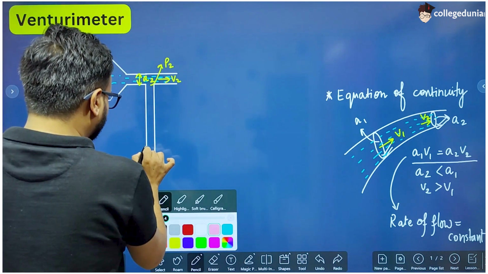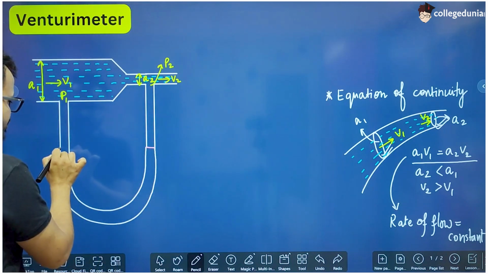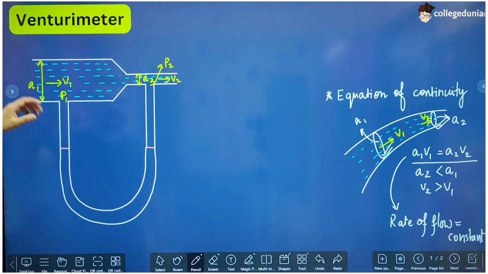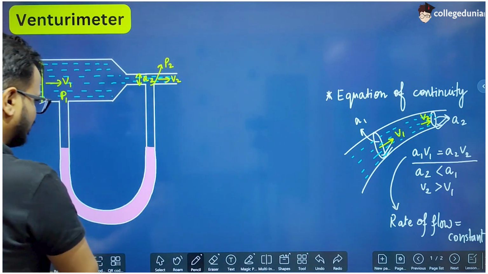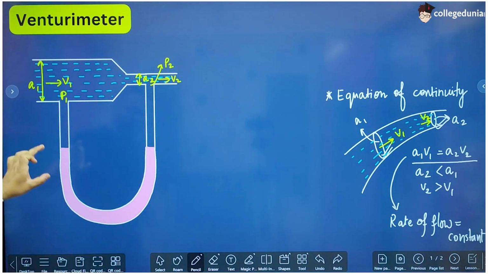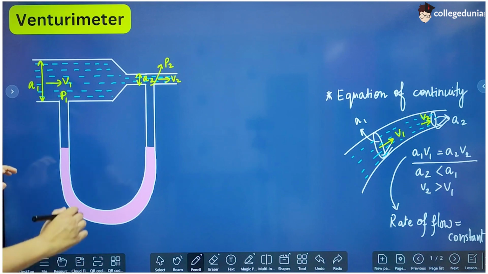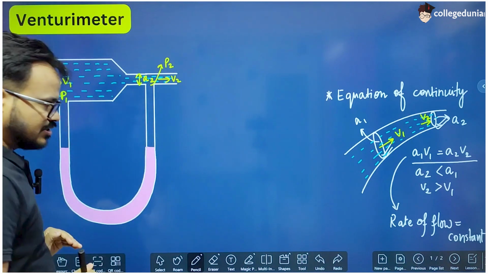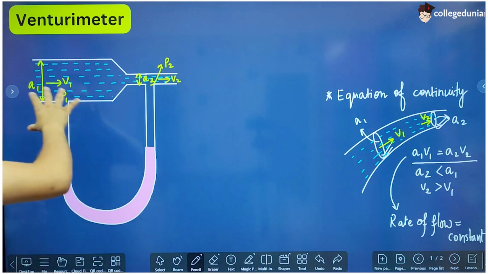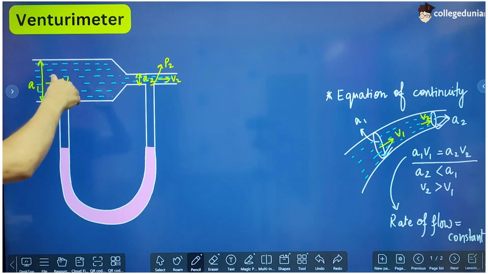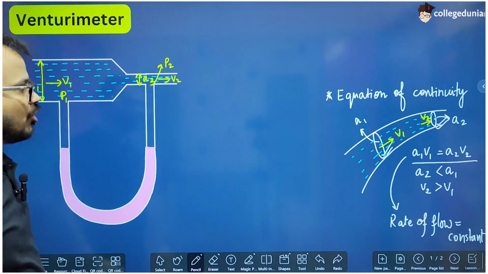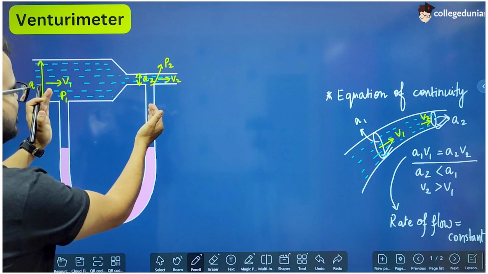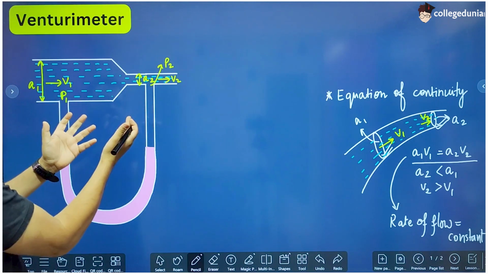In this U-tube, there was a liquid which was in equilibrium when the other liquid was not going through this tube, right? Since this liquid was in equilibrium, the level of the liquid in both the limbs was equal. But when this other liquid whose rate of flow is to be measured starts flowing in this tube, then obviously a pressure difference is created. Now, which pressure is more, P1 or P2?